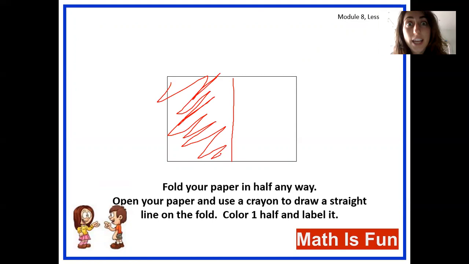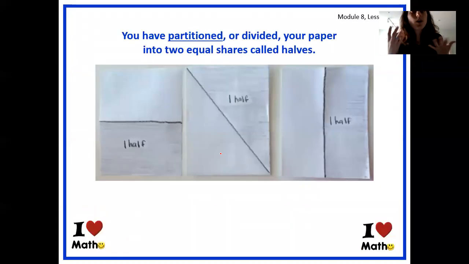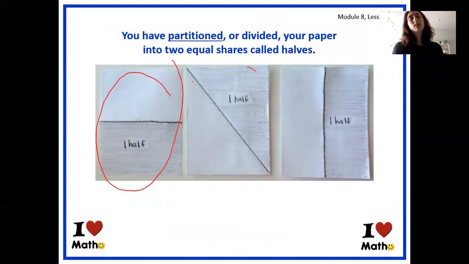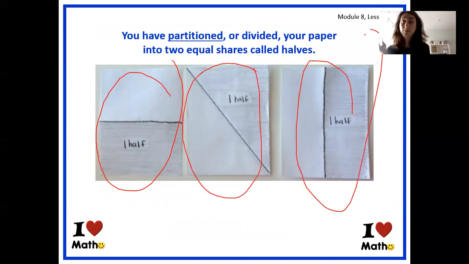Do I want you to color in every single little speck of that side of the paper? No, because that will take forever. So all I want you to do is just do a nice little squiggle line so you know, okay, this is my shaded side. Okay, so now we have it like this. So you've partitioned or divided your paper into two equal shares that are called halves, right? So this is the one that I did, but you could have done this way or this way. It doesn't matter. Either way is still half of the paper. You partitioned it into two equal shares, into two halves.